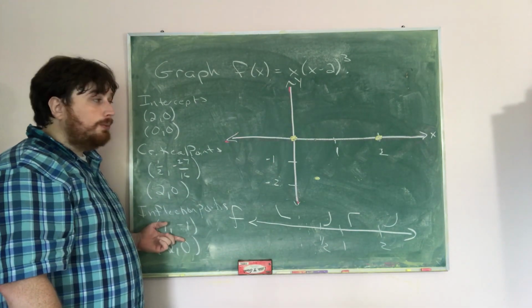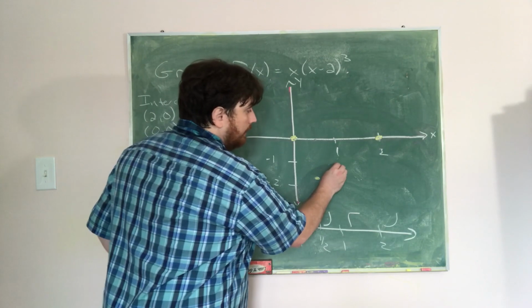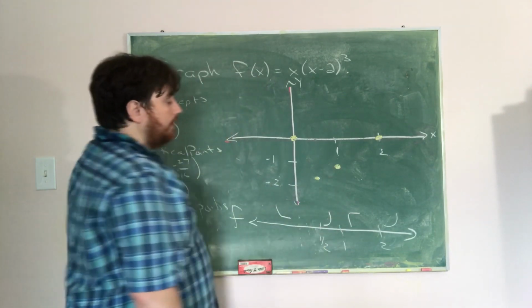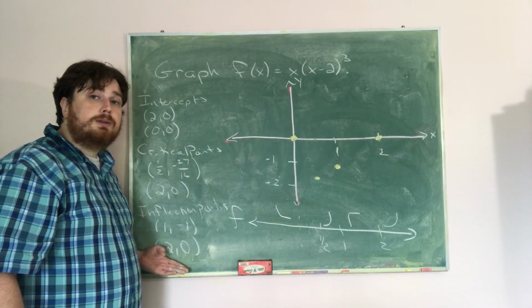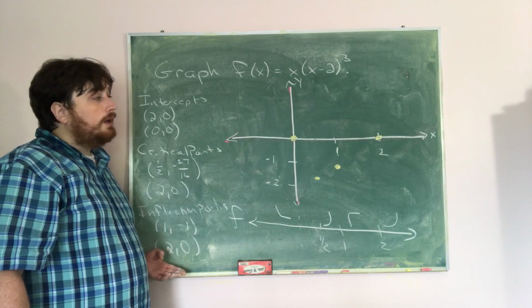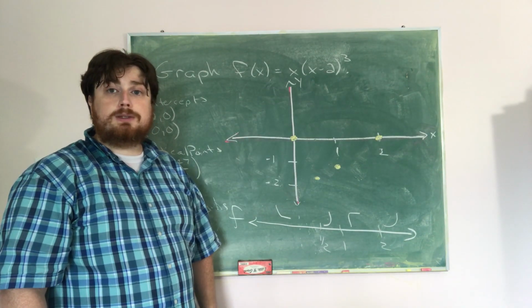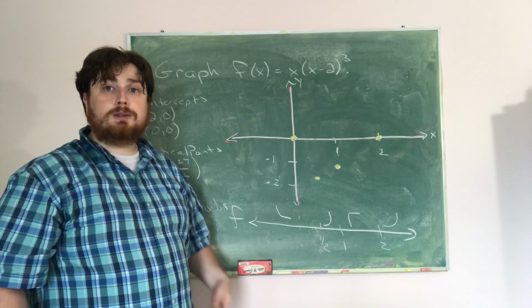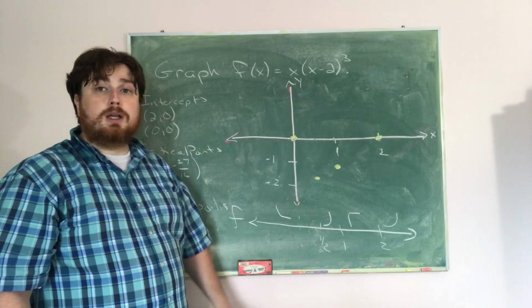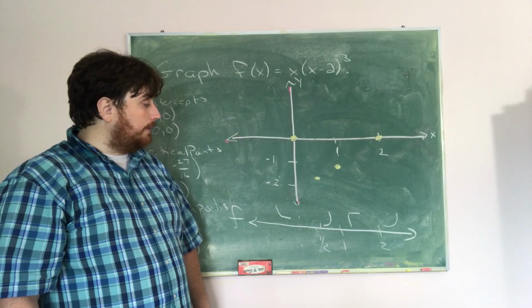Now I have an inflection point at (1, -1), so I'm going to put the inflection point in there. And I also have an inflection point at (2, 0), but I've already drawn that in. So now I have 4 points on my graph that are points of interest. They're either critical points, inflection points, or intercepts, things that I want to pay attention to.